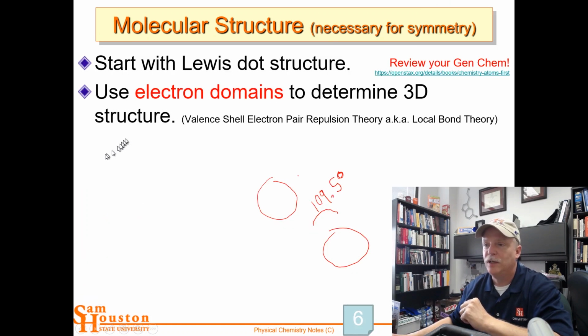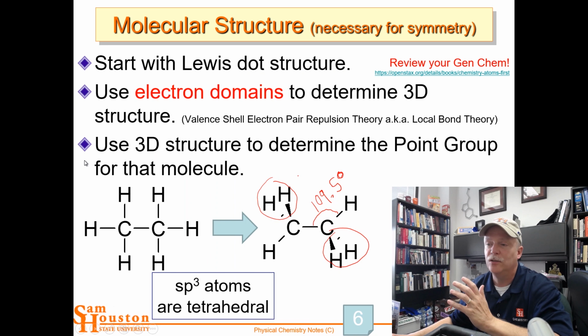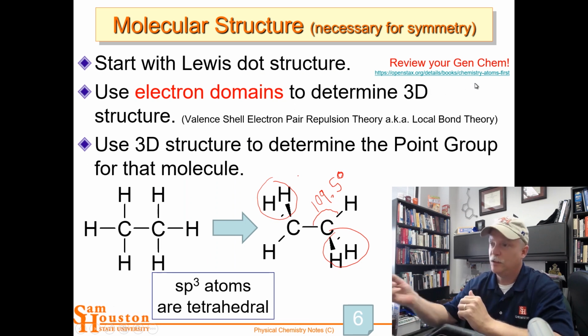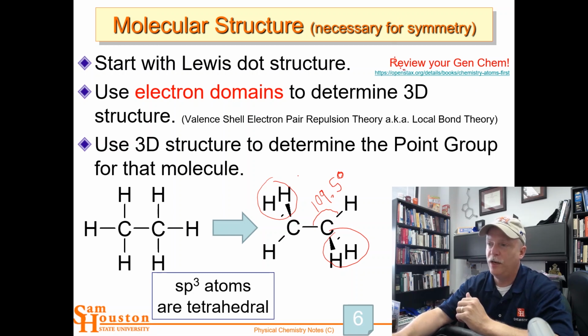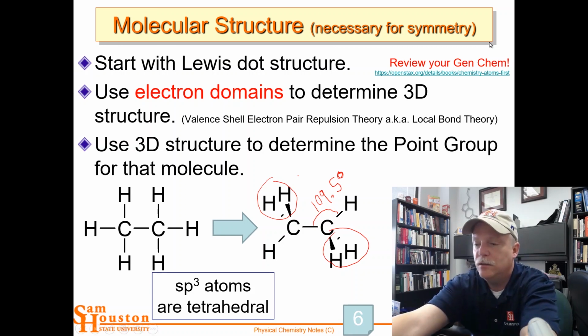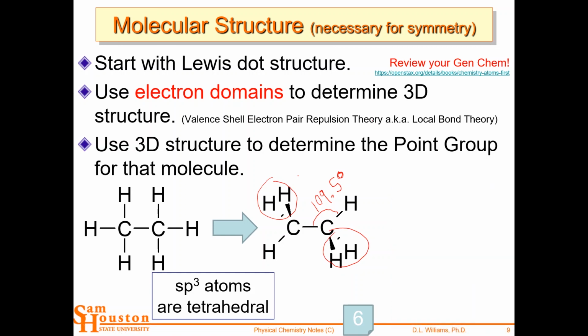And so you need to be good at doing these Lewis dot structures. So review your GenChem. I've given you this free resource up here. This is an OpenStax book. And so let's go. If you were to click on this OpenStax book, you could find the valence shell electron pair repulsion theory and hybridization. You could see those tables. In fact, let's just do that.